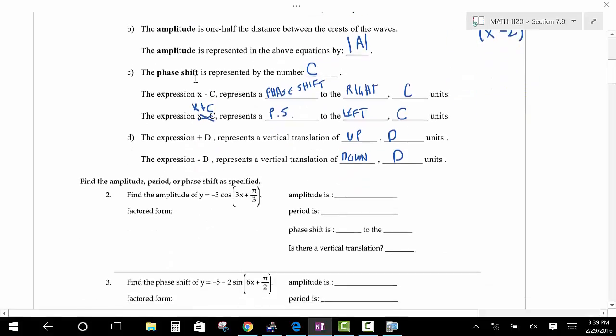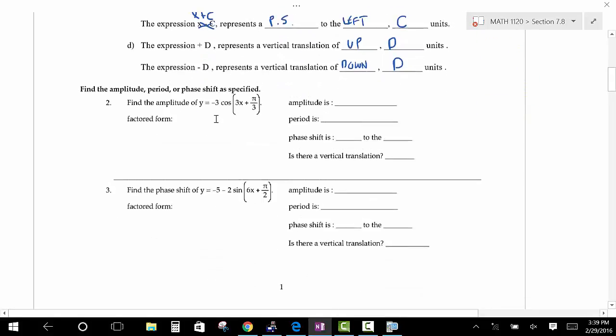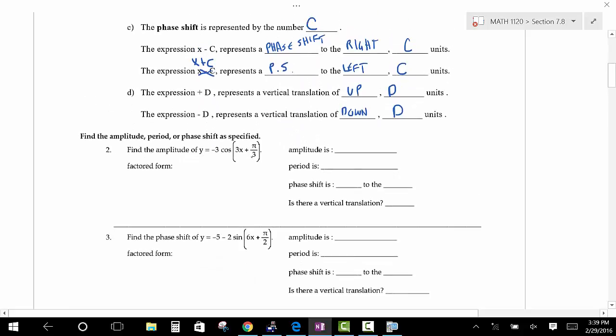All right, so I'm going to move this down just a little bit here, and let's do these last two problems together. The first thing that's really important is that these things need to be in a factored form. What I mean by that is this number 3 has to be factored out like this. So when you put this in factored form, you're going to have y equals negative 3 cosine, and then you factor this 3 out like this. Factor that out so that you have a set of parentheses. If you don't do that, you're not going to identify the phase shift correctly.